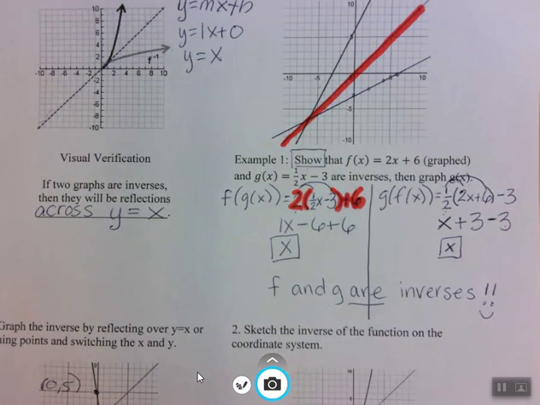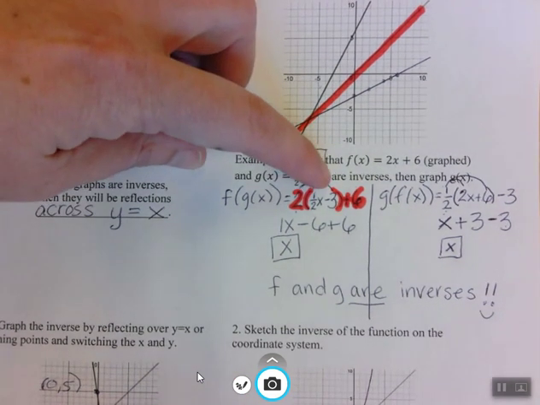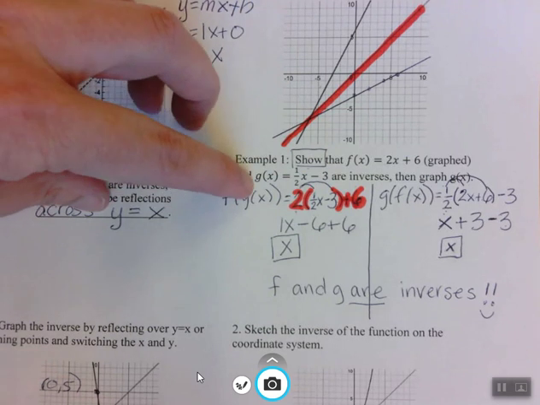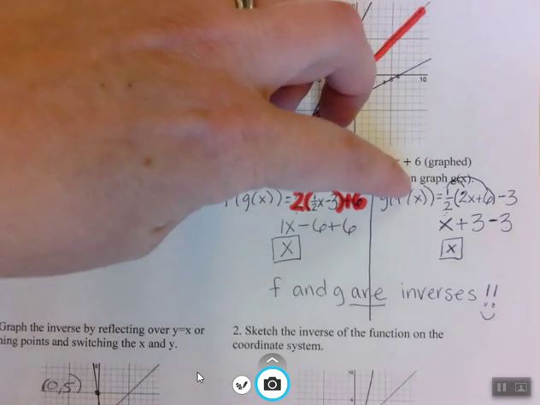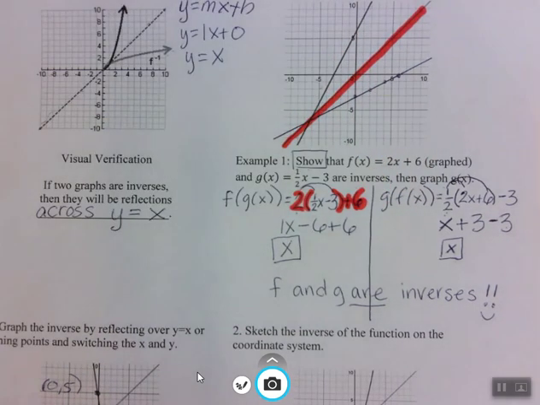Wait, so how do we figure out their inverses again? We put the function g inside the function f. Okay, so we did f of g of x, and we put the function f inside the function g. So we did both those things.